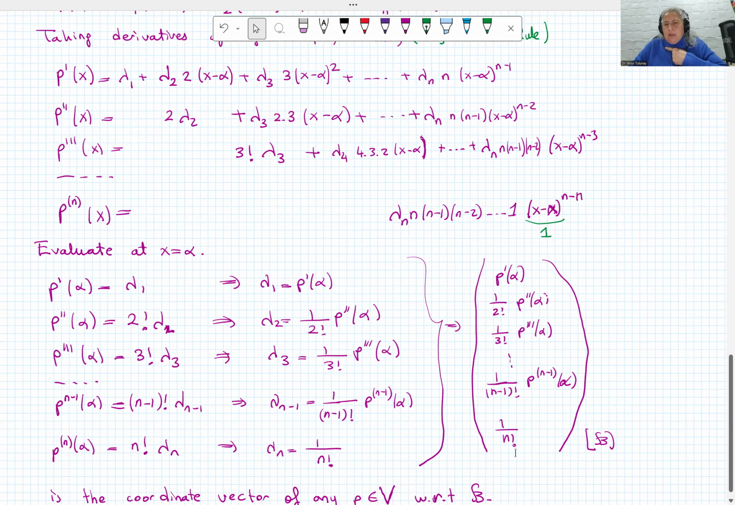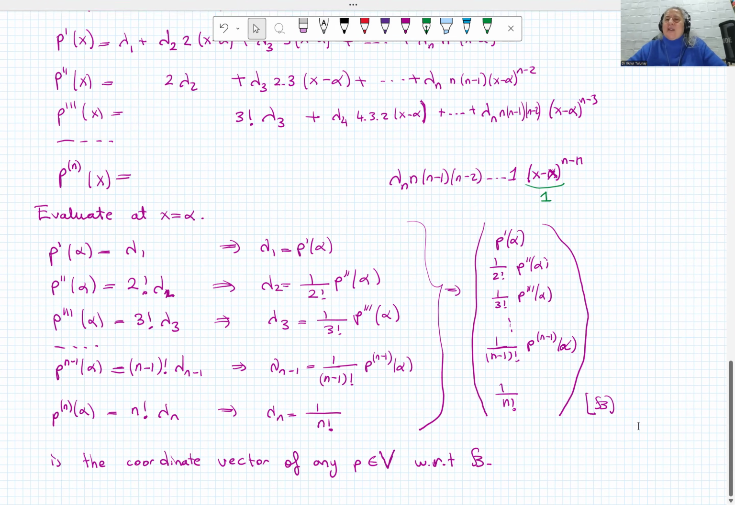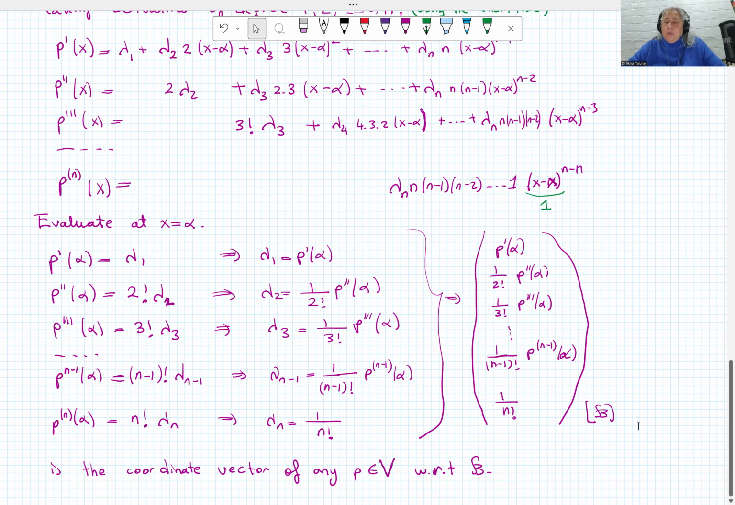So this will be lambda 1, lambda 2, lambda 3, lambda n. These are the coefficients. So this vector here is the coordinate vector with respect to the basis B. That's our calculation. Hopefully it's helpful for you all.